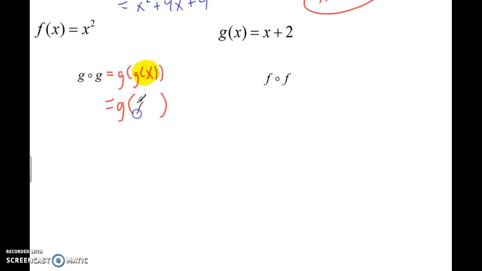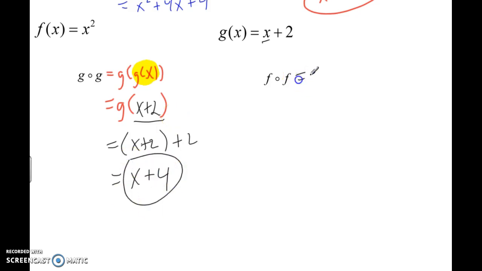So I'm going to plug in x plus 2. Now, everywhere there's an x in the g function, I'm going to plug in x plus 2. So right there, where there's an x, I'm going to plug in x plus 2. So it's going to be x plus 2 plus 2. So everywhere there's an x, I plugged in x plus 2. This, of course, simplifies to be x plus 4.